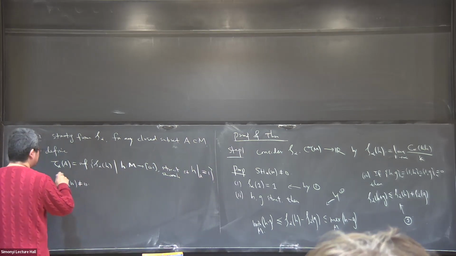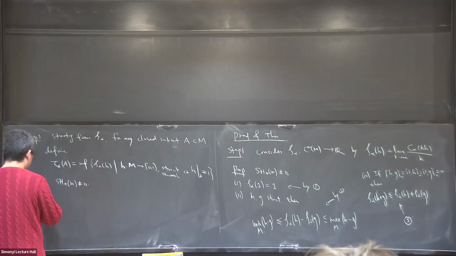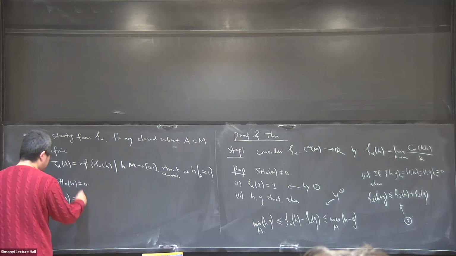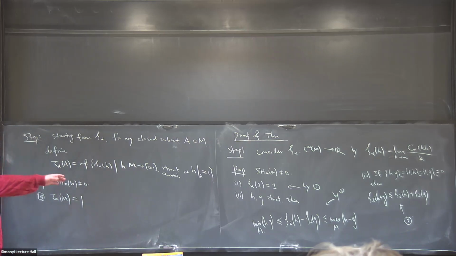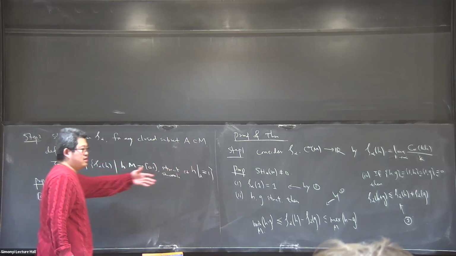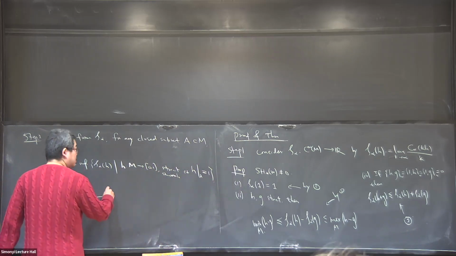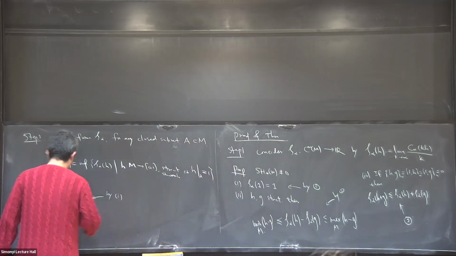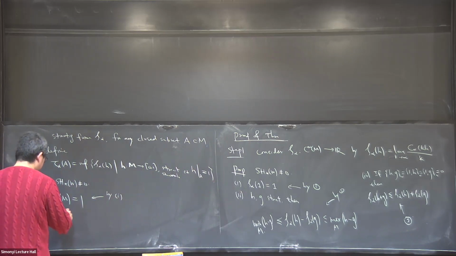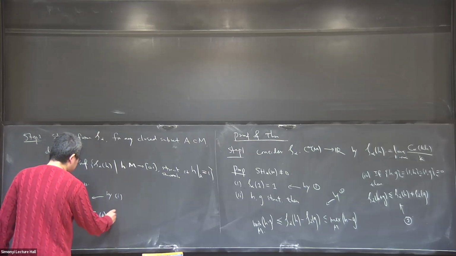So what can we say about this property? First property: tau alpha of M, the entire manifold M, is 1. This is clear, because if it's the entire manifold, then H restricted to the entire manifold is just the constant function 1, and the constant function 1 gets value 1. And another property: if we have two subsets, A containing B, this implies that tau alpha A is smaller than tau alpha B.